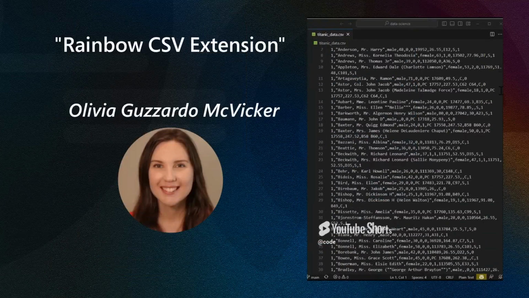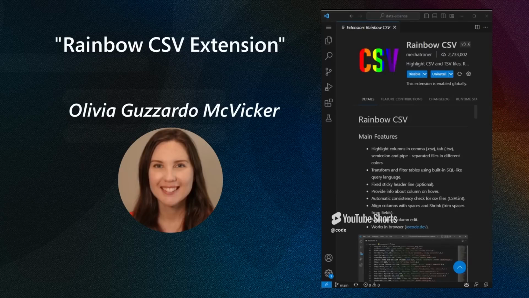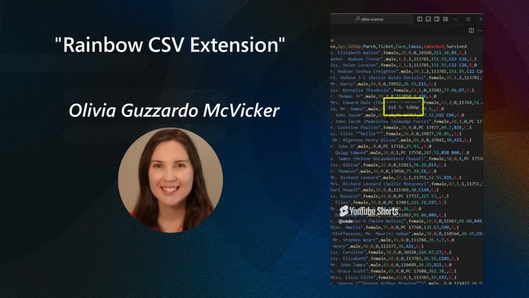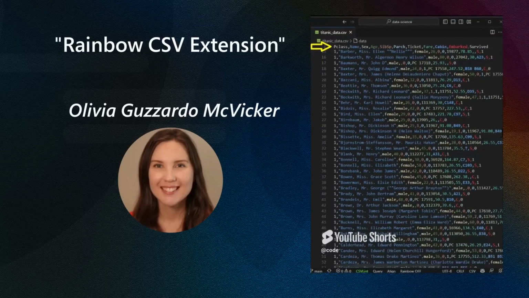Ever get frustrated reading CSV files? The Rainbow CSV extension highlights each column in a different color so you can easily read through the data. You can also hover to see column info, and you get a fixed header line when sticky scroll is enabled.